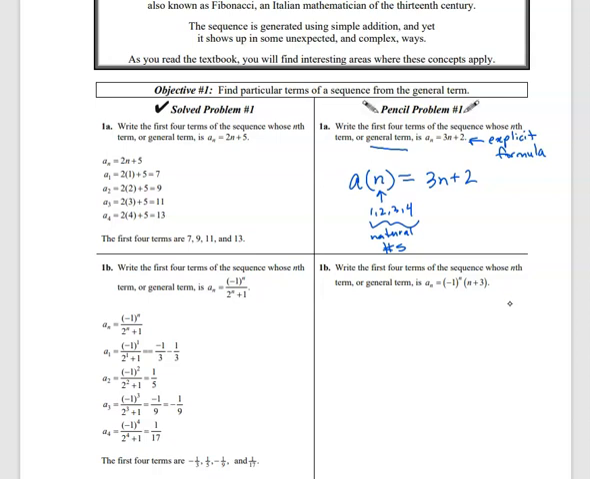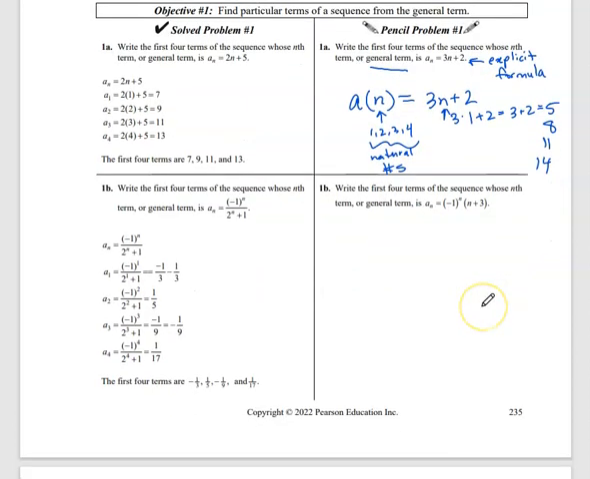If we try plugging in 1, it's going to be 3 times 1 plus 2, which is 3 plus 2, which is 5. The next one, when we plug in 2, is 6 plus 2, which is 8. When we plug in 3, it's 3 times 3 is 9, plus 2 is 11. And then the fourth term, when we plug in 4, 3 times 4 is 12, plus 2 more makes 14. And so that's the first four terms of this sequence.